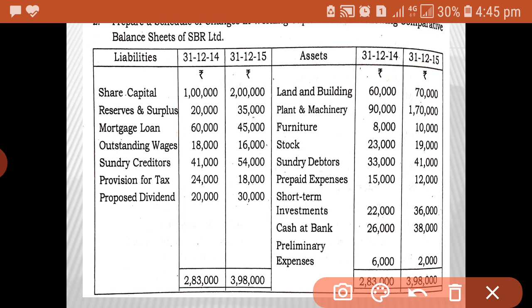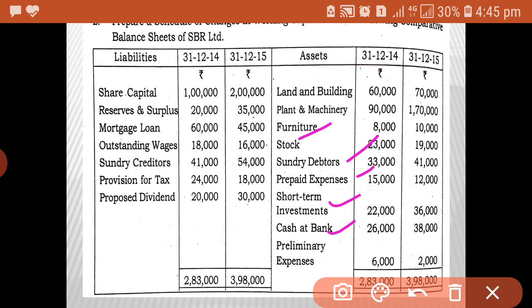Land and building, plant and machinery, furniture are fixed items. Okay, then stock is a current item. The next item, sundry debtors, is a current item. Prepaid expense is a current asset. Short term investments, whatever may be, short term assets are current items. Then cash at bank is a current asset. These 5 are taken into the schedule of changes in working capital.